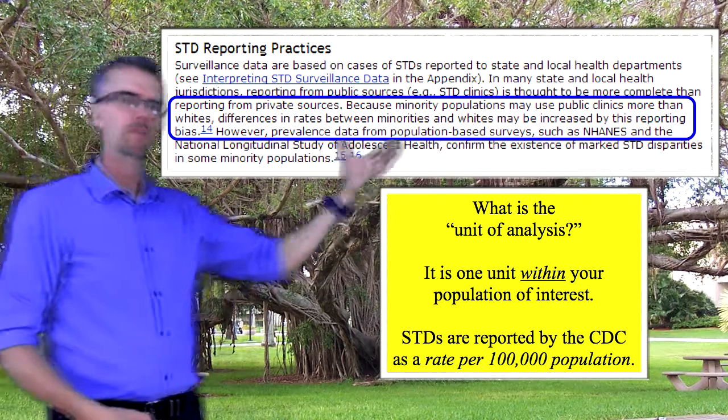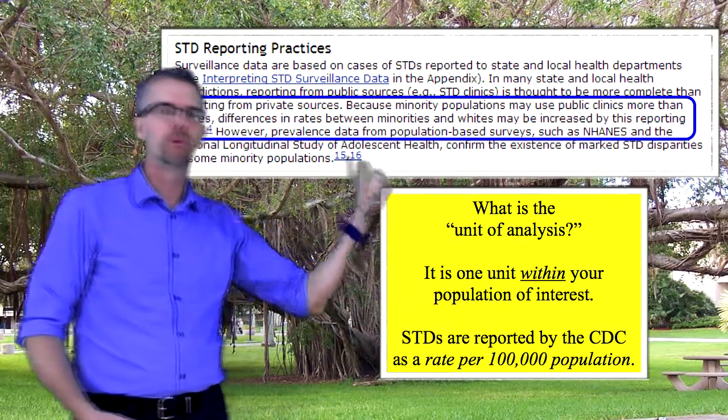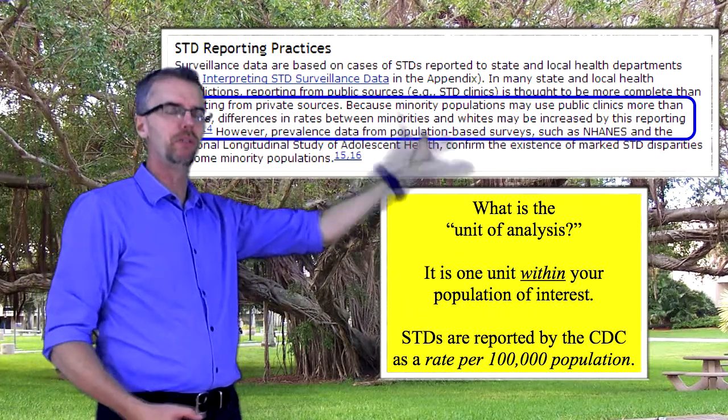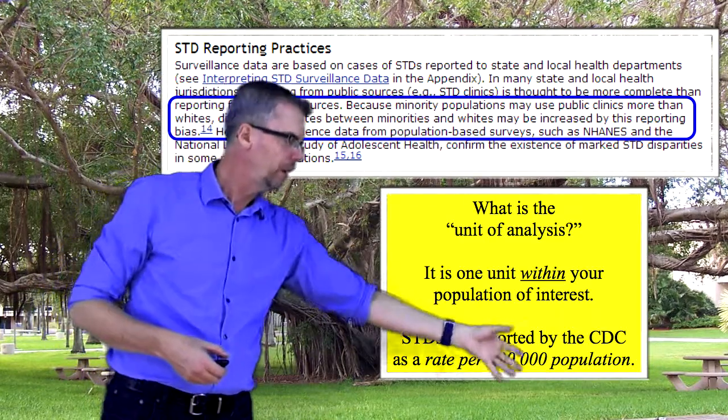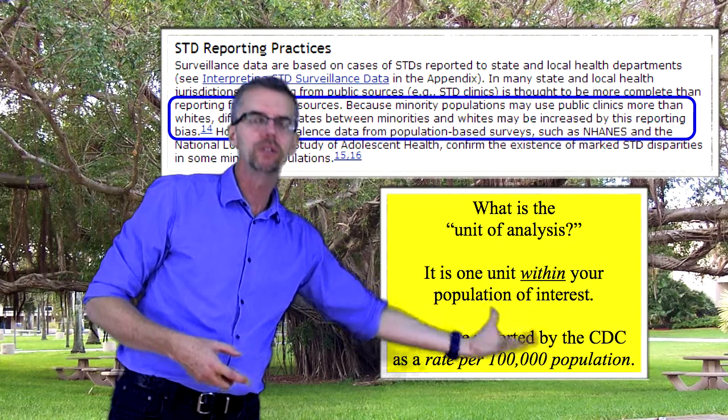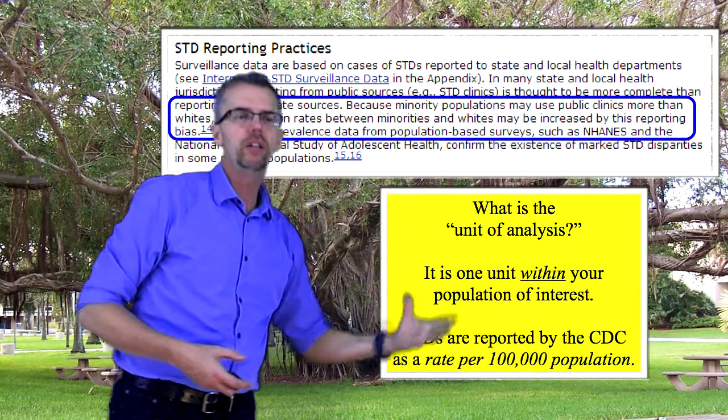And this is why the population of interest is very important, because within that population of interest, there will be the population of interest. So that's the rate, that gives you the baseline: 100,000, 10,000, 1,000, and then you establish your rate.